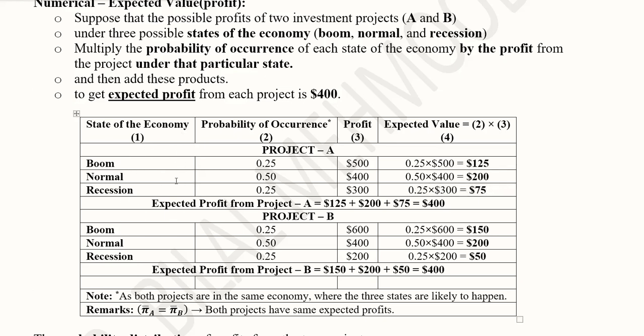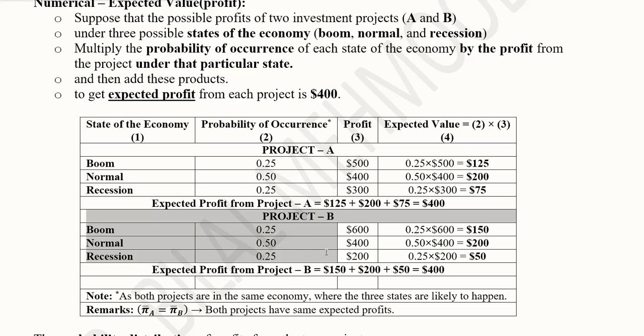But we know that we are talking about one value that should include all the possibilities, all three of them. So the first expected value is 125, the other one is 200, and then 75. Let us add all these three values, and it will give us 400 as the overall value. That is the expected profit from project A, considering all the three possibilities of the state of the economy.